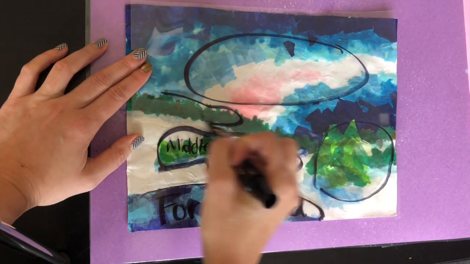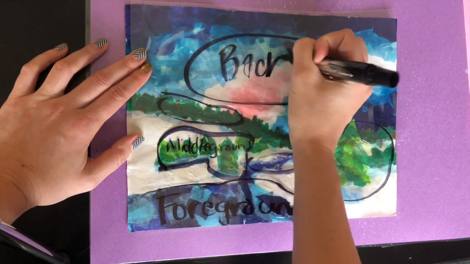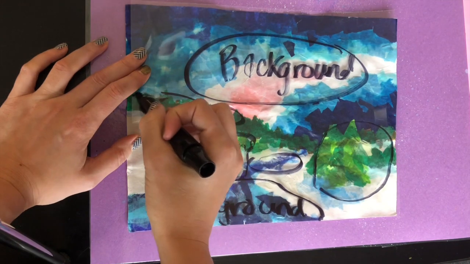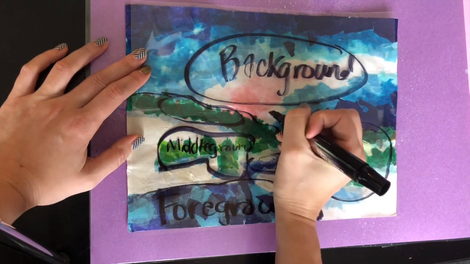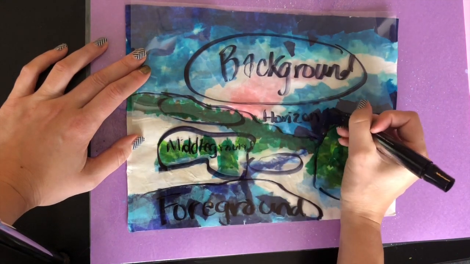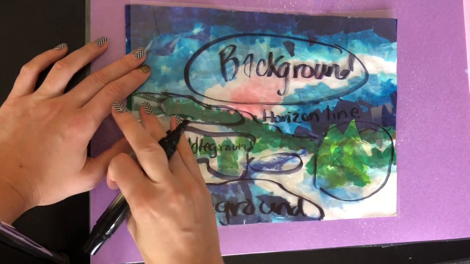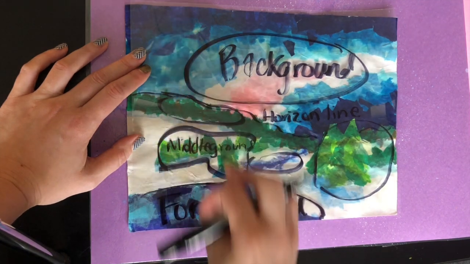So that could be these trees here, or it could be the sky. So that is the background, back far away from you. We also have the horizon line, which is where the earth and the sky meet. So that's the horizon line. Follow where the earth and the sky meet. It might be trees, sometimes it might be mountains, sometimes it might be a field that meets the sky.